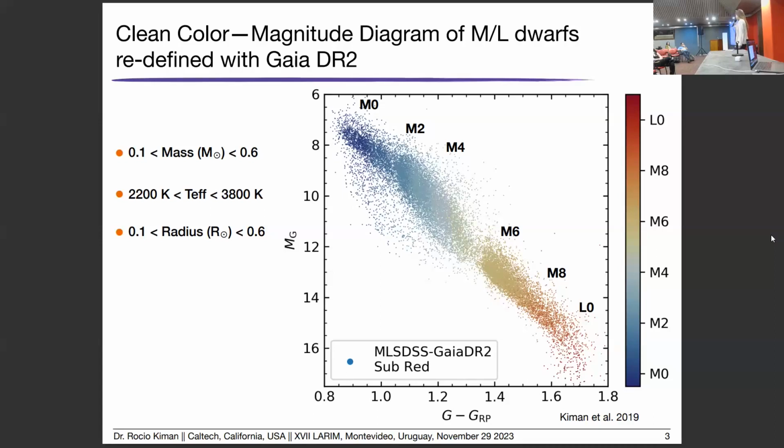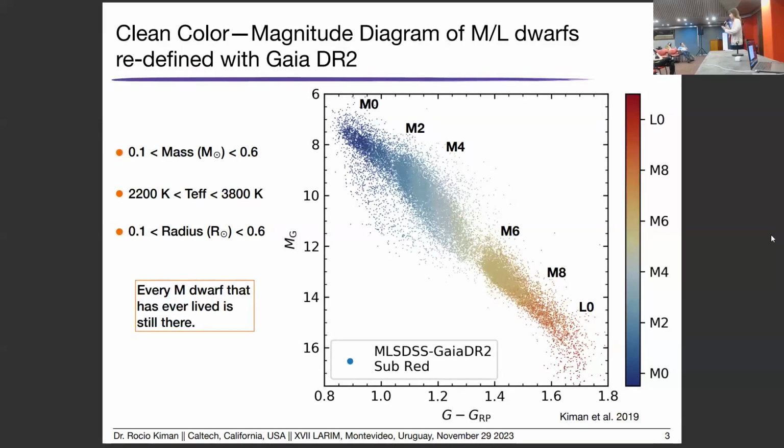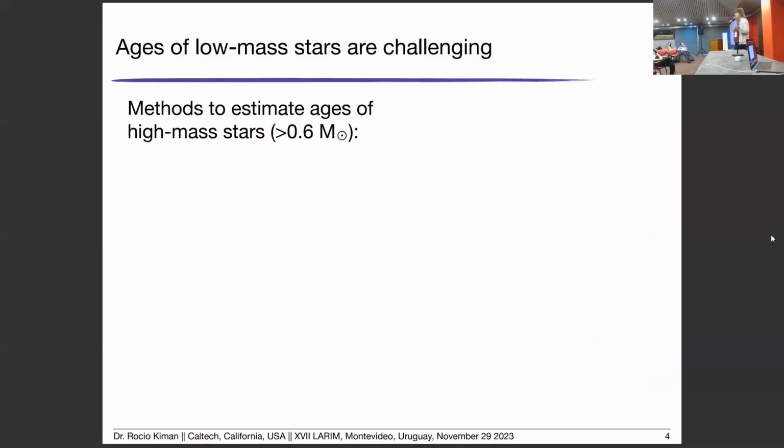one of the properties which I like the most is that their main sequence lifetime is longer than the current age of the universe. So we can put it in another term, that means that every single M dwarf that has ever lived is still there. So there are a lot of them, and we can definitely use this to study how they evolve. But although this is an amazing property, it has its issues.